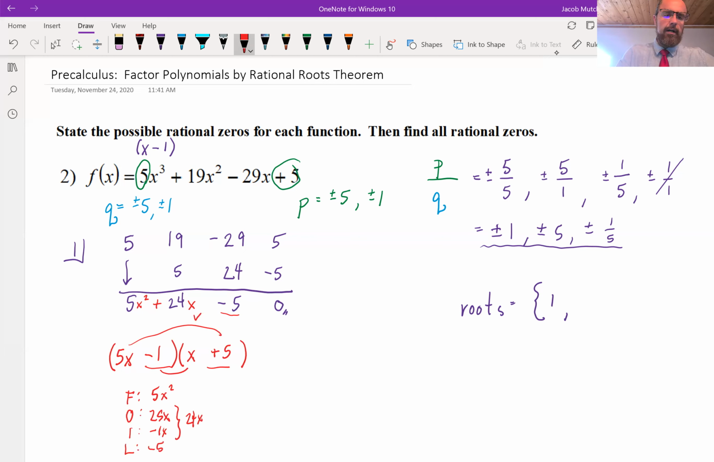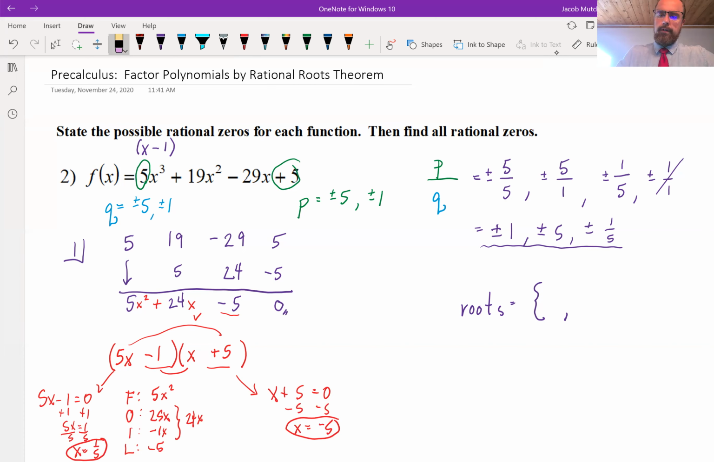And real quickly, I'm going to set each of those equal to 0 and solve. So from the x plus 5, we get the solution x equals -5. And from 5x minus 1, if I set that equal to 0, I'm going to get a fraction: 5x equals 1, which is going to give me a solution, or a root, x equals 1/5. So I'm going to put these roots in least to greatest order. So -5, 1/5, and then our original one that we discovered with synthetic division, 1.